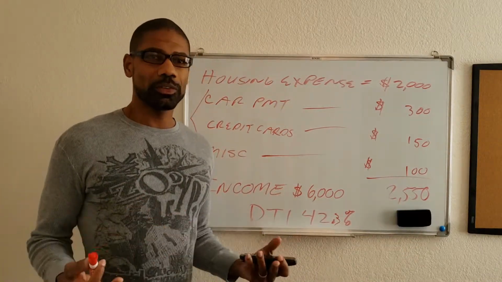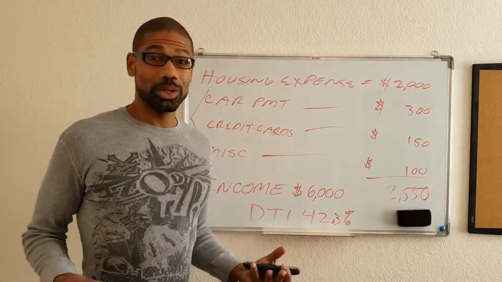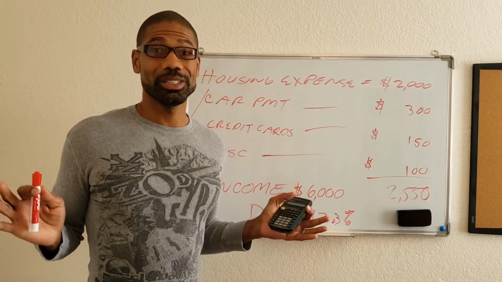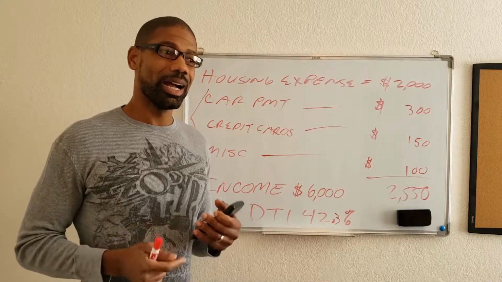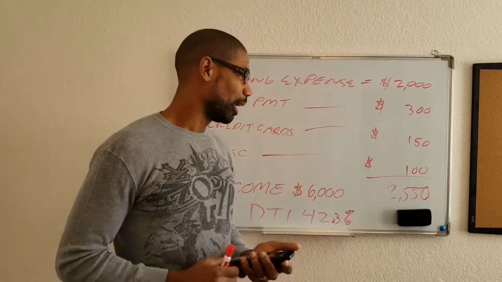The standard is 45. Some loans will allow you to go up to 50. And some government loans like FHA and VA, there is no debt to income ratio cap. You could literally get into the 70s, but you really want to be in the 45. That doesn't apply for everyone.